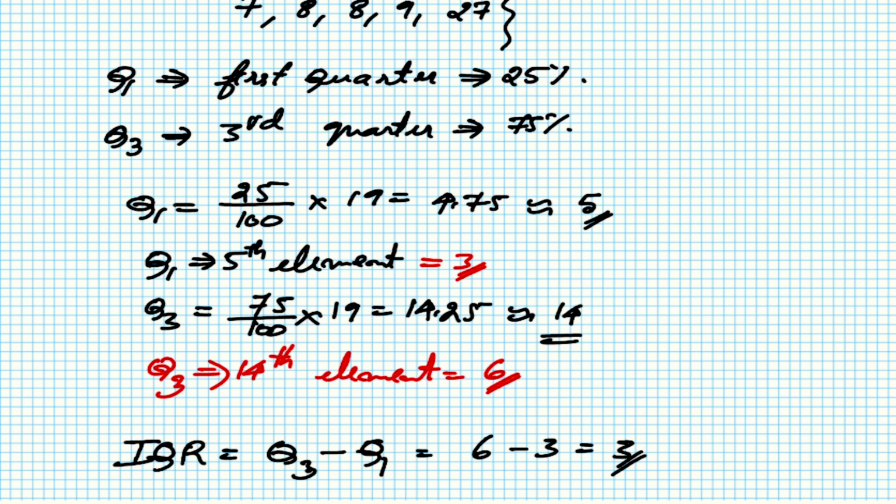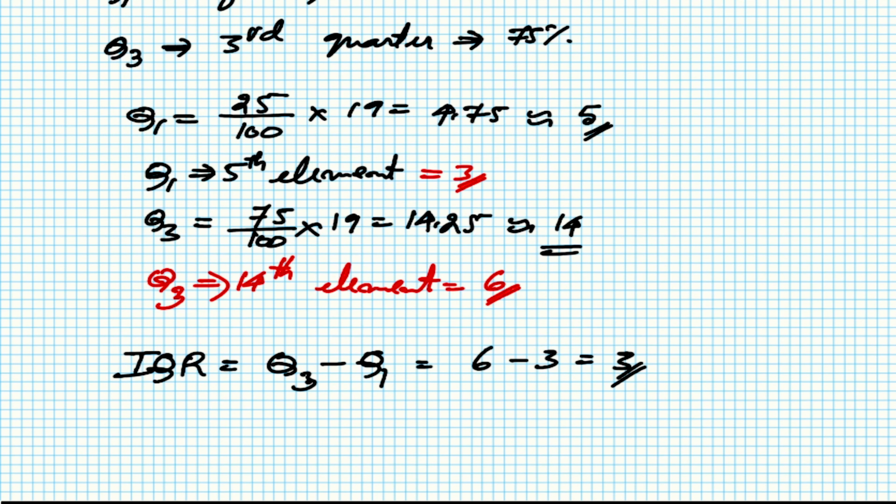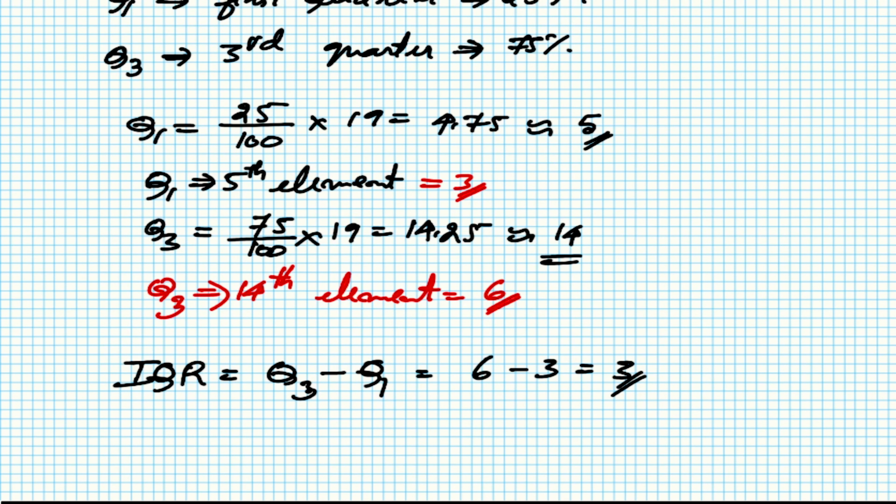There's a question: why can't we take Q2? Q2 is at the middle, right? IQR does not use the middle one. Specifically we are using Q1 and Q3 because the IQR equation uses Q1 and Q3. Since our intention is to calculate the IQR, which is predefined and is always Q3 minus Q1, only for that reason we are using Q3 and Q1 here.